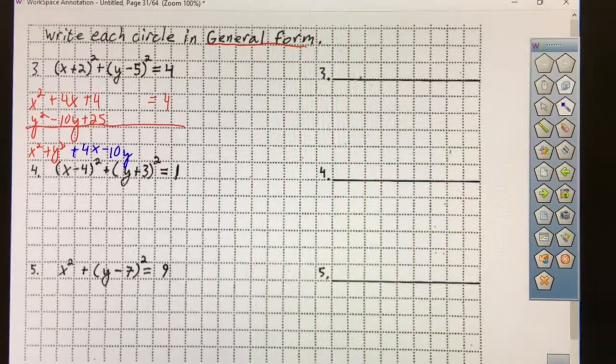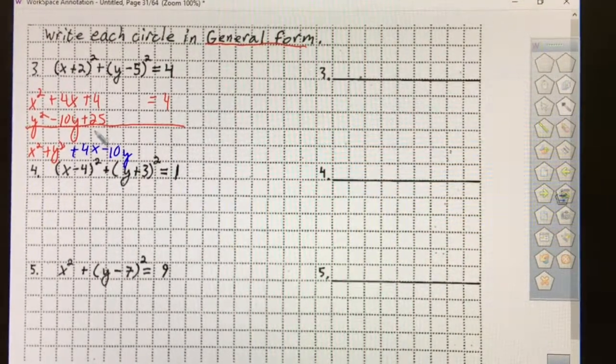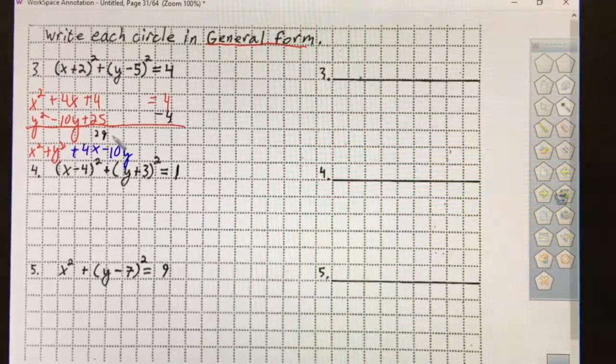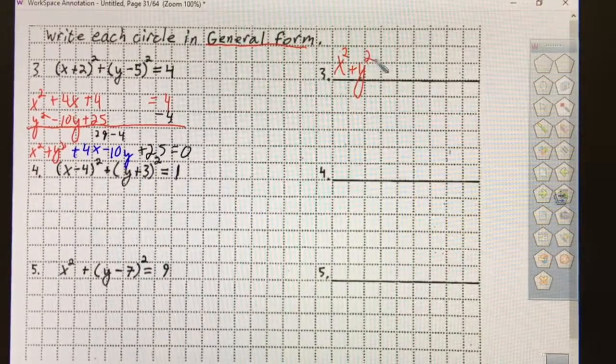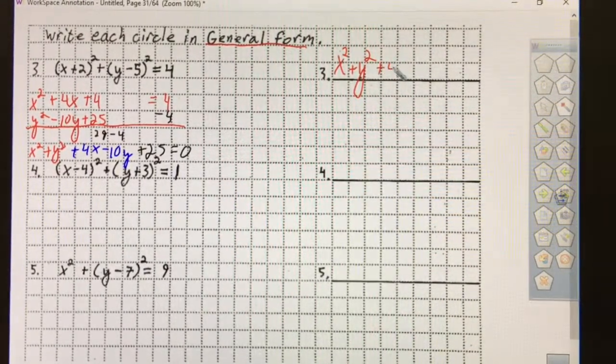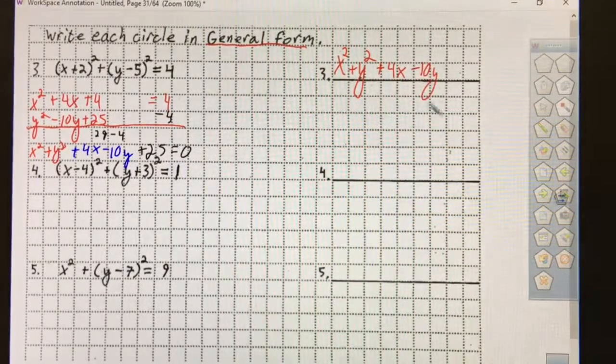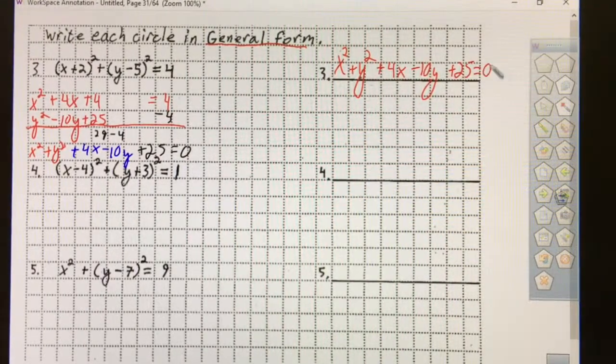Now the digits do combine. 4 plus 25, well that's 29. And then I want to subtract 4 from both sides. That would give me plus 25 equals 0. And that's the general form of that circle. It would be x squared plus y squared plus 4x minus 10y plus 25, and that's equal to 0.